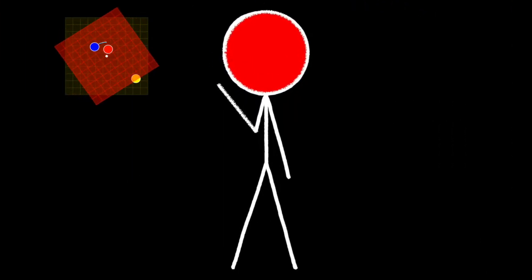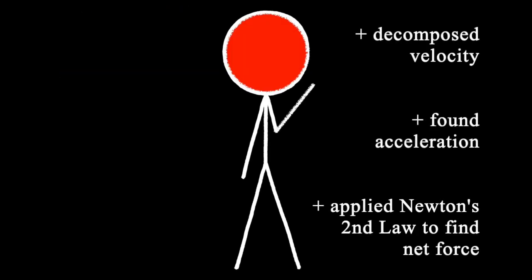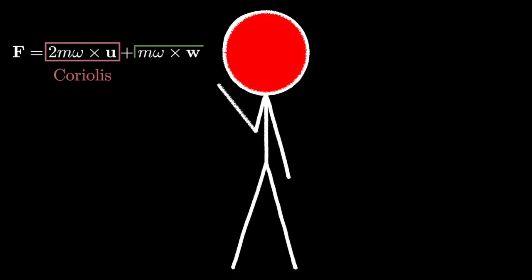In this video, we looked at the trajectory of an object moving in a straight line inside of a spinning reference frame. We took a geometric approach to decompose the velocity vector, found the acceleration, and applied Newton's second law to find the net force on the object. Finally, we were able to demonstrate that the Coriolis force exists in conjunction with the centripetal force.